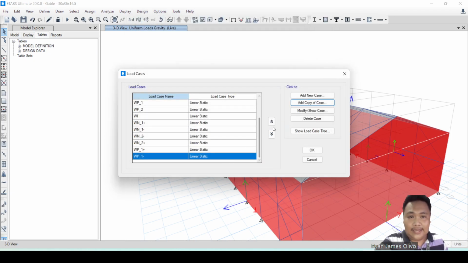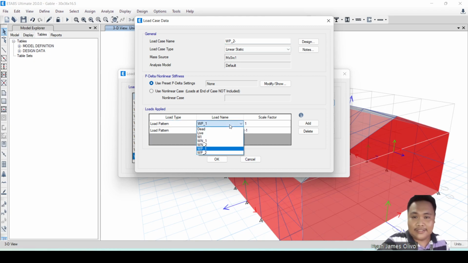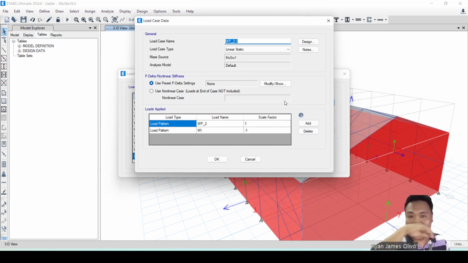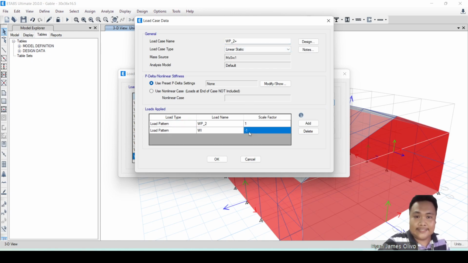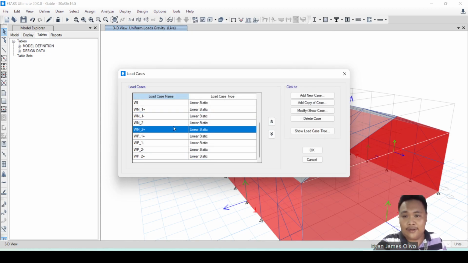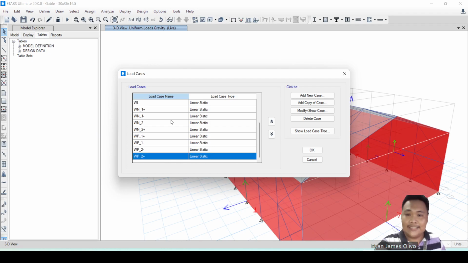Okay. Then again, add copy of case, WP2 positive, or let's say negative because we have negative here. We just want to change here. WP2. Okay. Then finally, the last one of the 8 load cases, we just change it into plus. So this is 1. Okay. Now we have all in all, we have all our load cases. Now this is the last, guys, no?